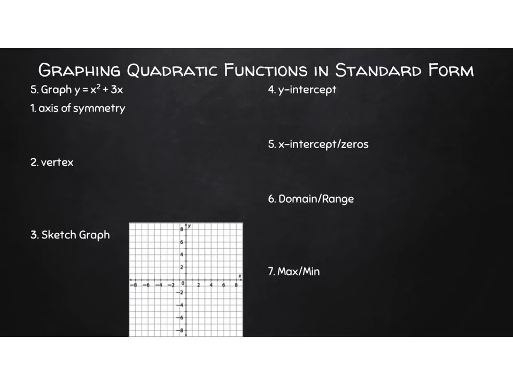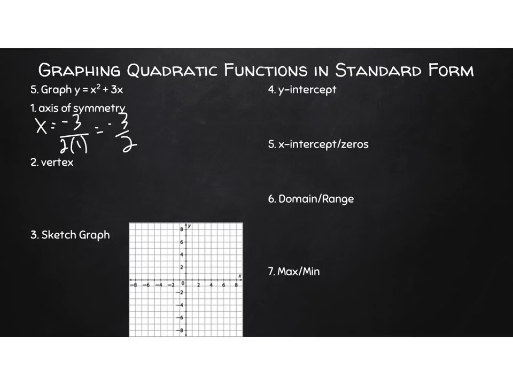Okay, so let's look at one more here. So axis of symmetry, x equals -b, so we have -3 over 2a, which is 1. So we get -3/2 for our axis of symmetry.